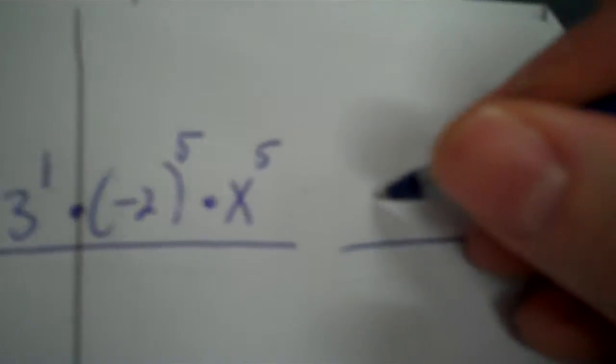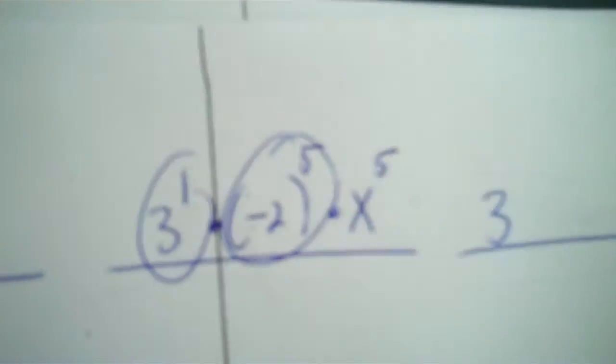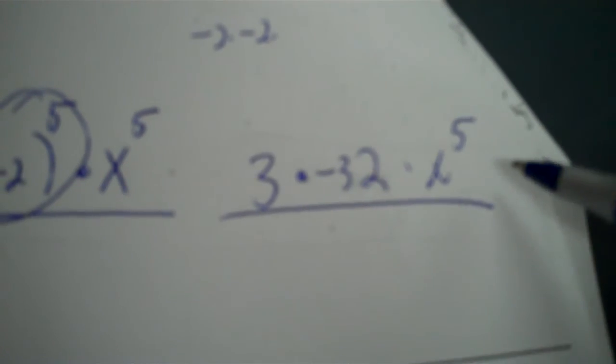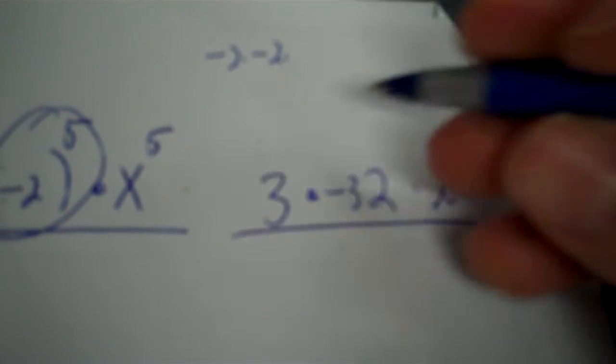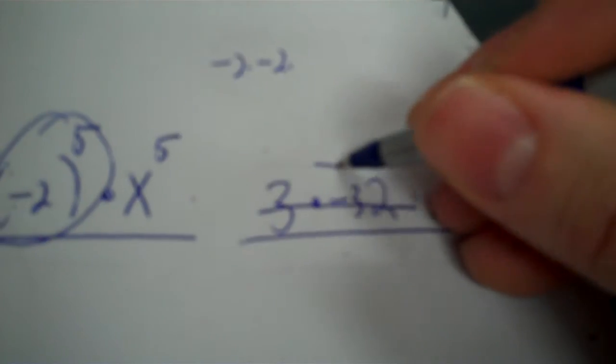So 3 to the 1st is just 3. Okay? This and this gets simplified. Negative 2 to the 5th, well, that would be negative 32. Now, if you're going to use the caret key, fine, but you've got to put a parentheses around it if it's negative. And then my variable trails. Now, you can multiply these two. If you can multiply a couple factors, do it. 3 times negative 32 is negative 96 times x to the 5th.